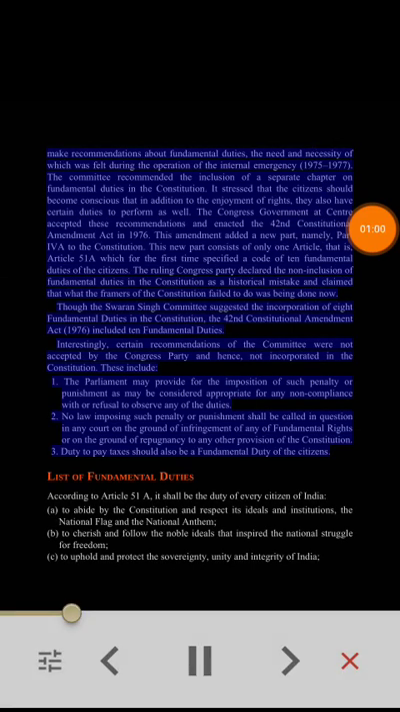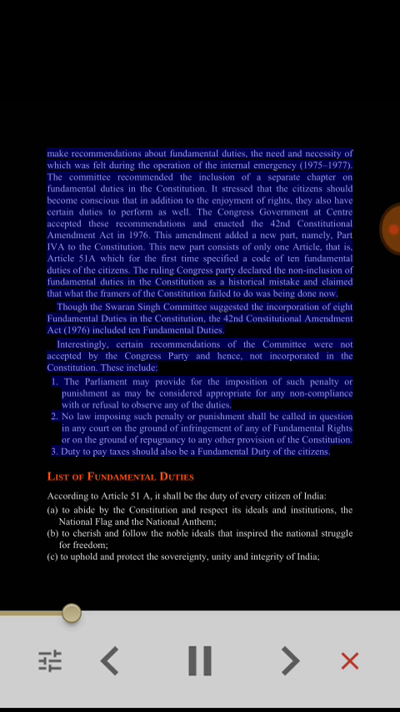about fundamental duties, the need and necessity of which was felt during the operation of the internal emergency, 1975-1977. The committee recommended the inclusion of a separate chapter on fundamental duties in the Constitution. It stressed that the citizens should become conscious that in addition to the enjoyment of rights, they also have certain duties to perform as well.